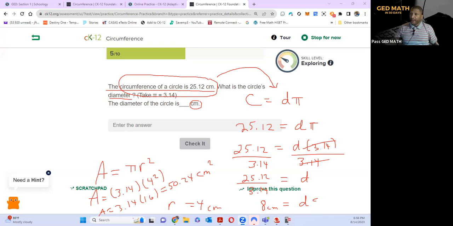So the diameter is 8, the radius is 4, the area is 50.24 centimeters squared. Now, they only asked about diameter, Mr. Tennessee. I know. I solved all 3 because you know what they're going to ask you on the exam. They can say the circumference is 25.12 and ask you for the radius. They can say the circumference of a circle is 25.12 and ask for the area. So in the ebook, I went over all 3, so no matter what they give you, you're prepared.